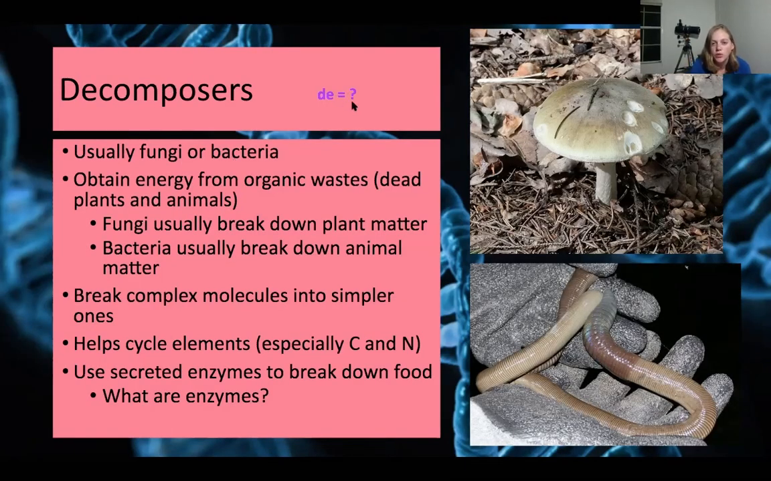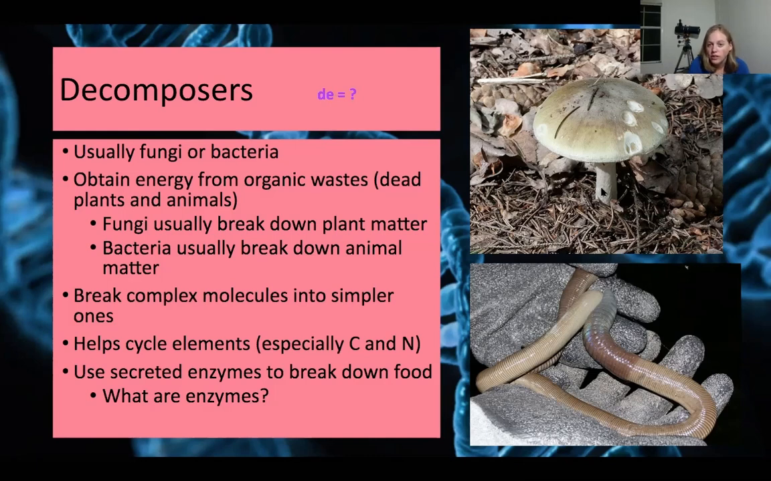D means removal of, so decomposers are removing composition of matter. Usually it's going to be fungi and bacteria. Worms can also act as decomposers, but these are things that are going to obtain their energy from waste products of plants and animals or dead plants and animals. Now, usually fungi break down plants, and you can think about all the mushrooms you see popping out of rotting logs, and bacteria usually break down animal matter. So if you see roadkill on the side of the road, it doesn't usually grow mushrooms out of its head, but it still breaks down, and those are because of the bacteria in that organism's body.